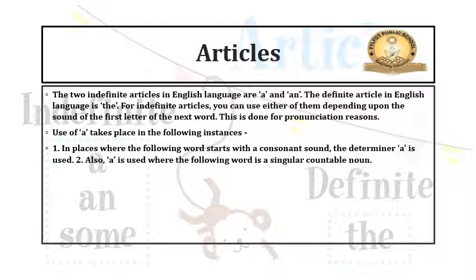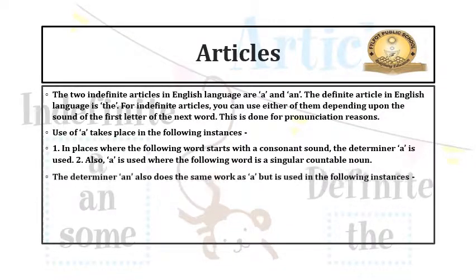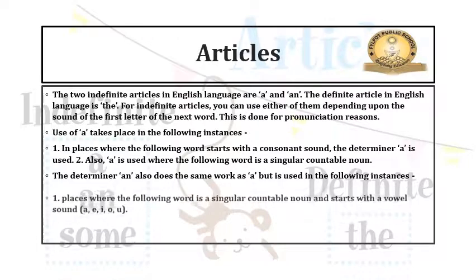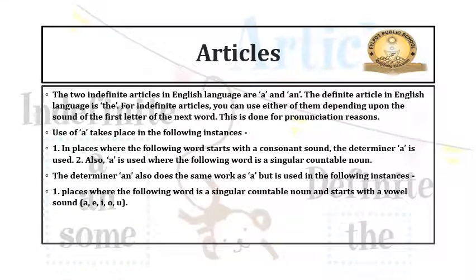Okay. Then when do we use an? An also does the same work, only the difference is that it is used where the word starts with a vowel sound. Alright. Otherwise it is also used for a singular countable noun. When is the used? The is mostly used before both singular and plural nouns, and its main function is to specify a particular person, place, or thing.